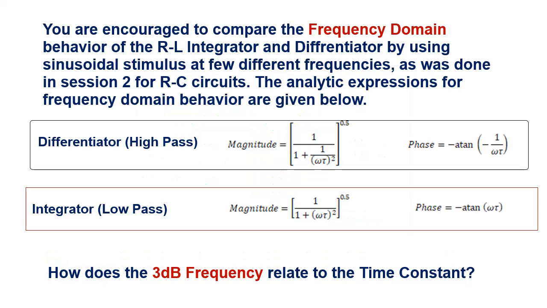You are encouraged to compare the frequency domain behavior of the resistor-inductor integrator and differentiator by using sinusoidal stimulus at few different frequencies, as was done in session 2 for RC circuits. The analytic expressions for frequency domain behavior are given below. How does the 3 dB frequency relate to the time constant?